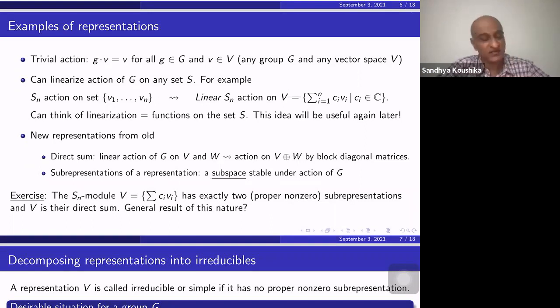Now, just like given an action on a set, I can get new actions, in exactly the same way, I can get new representations from old. Here are a few simple ways. If I have a linear action on two separate vector spaces, then I can just put them together as a direct sum.